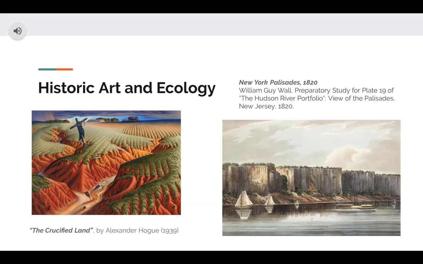Then we have another historical ecological artist, William Guy Wall. Most of his works are landscape paintings, and this one is a contribution to an art series, Hudson Rising, and it sheds light on human interaction with nature. His artwork from this series shows the different stages of conservation of the Hudson River, and these historical pieces have inspired conservationists to make changes to preserve the Hudson River today. The artwork is entitled New York Palisades, and it was made in 1820.